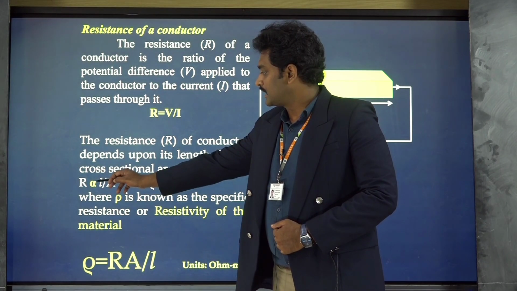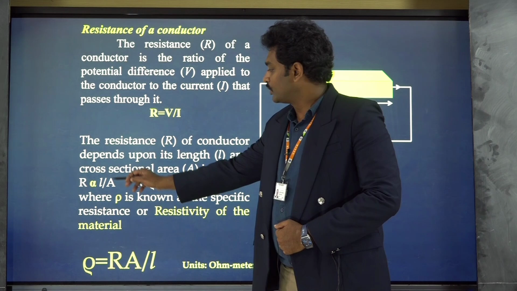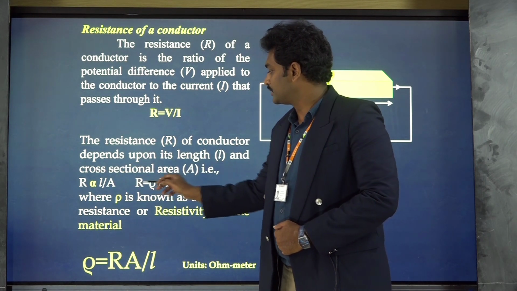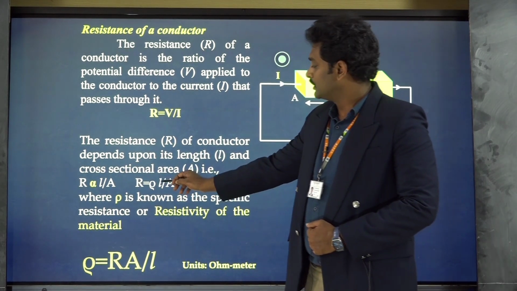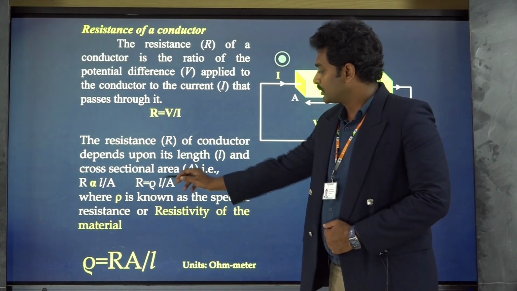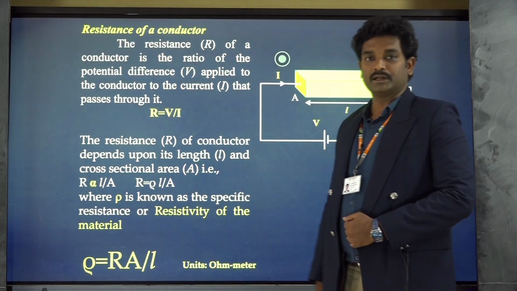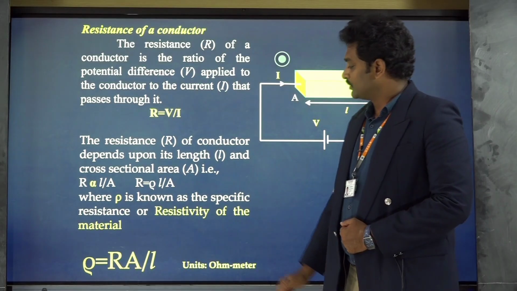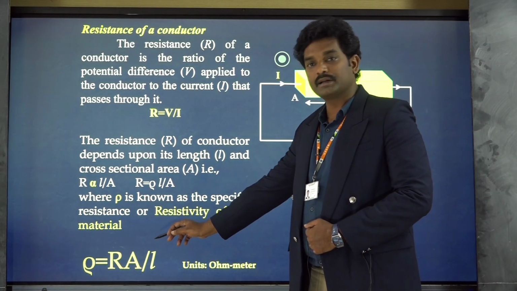Now if the resistance R is directly proportional to L by A, and we remove this proportionality, we have to introduce a proportionality constant called rho. R is equal to rho L by A. This rho is called the resistivity of the material or the resistivity of this conductor, which is given by rho is equal to RA by L.